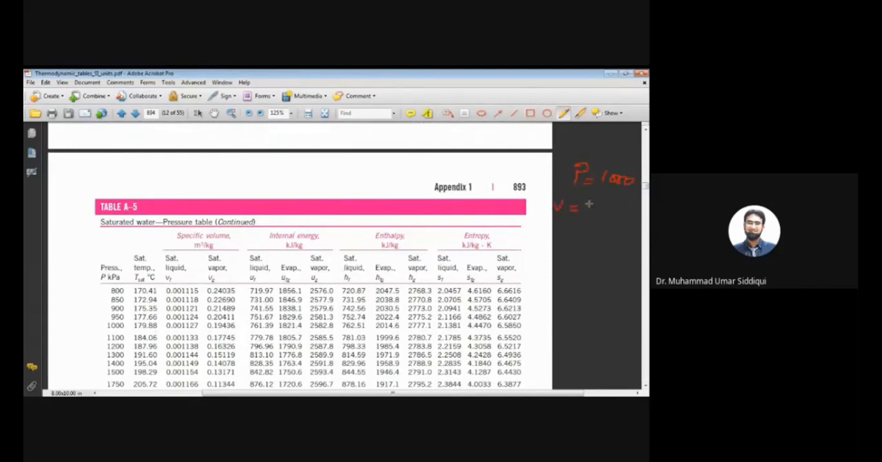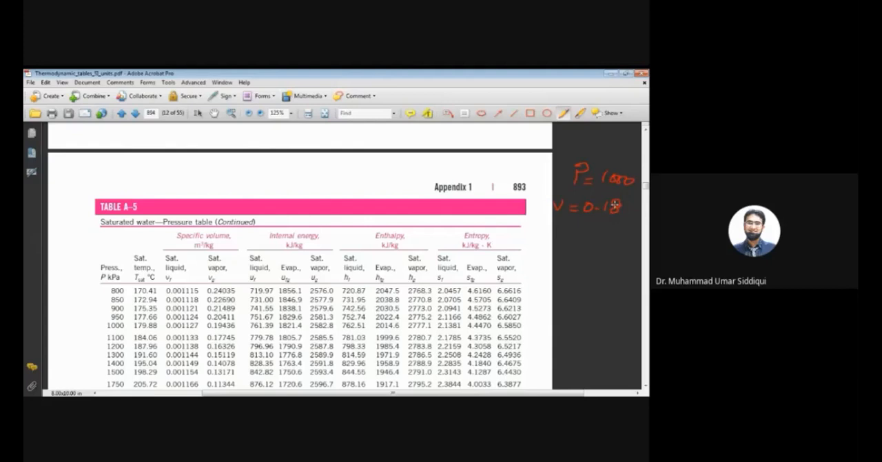V is equal to 0.18. So we have a situation here where we have water at 1000 kilopascal and a specific volume of 0.18 meter cube per kg. Now the first thing is that we don't know whether under these two conditions the water is in the compressed liquid state, the saturation state, or the superheated state.